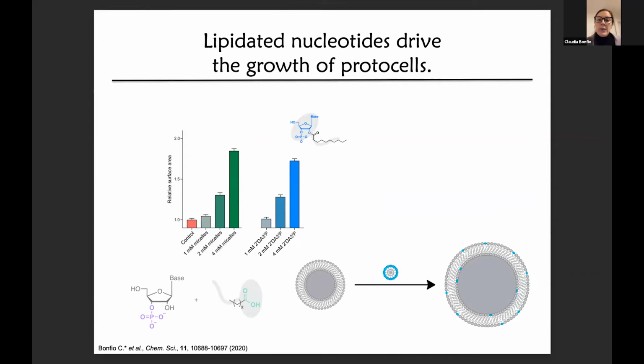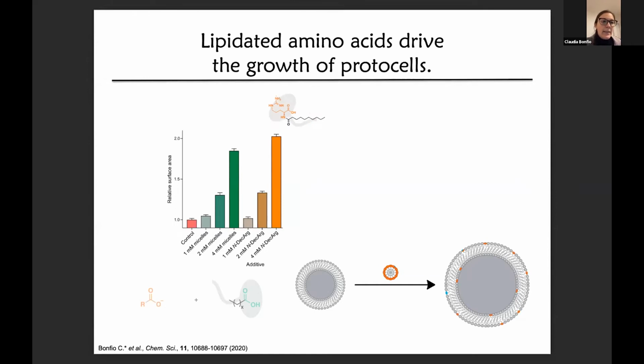Now, we were curious to know whether this was something that would only happen for this kind of system, or it could be a more broad finding. And so what we decided to do was to change the head group. Instead of using nucleotides, we decided to look at amino acids. And so if we look at the next slide, you can see that we made a system that is very similar. So in this case, we have an amino acid as the head group and still the acyl chain as the hydrophobic component. And you can see that this molecule behaves exactly in the same way. It assembles into micelles, and then feeding into the membrane, it makes it grow.